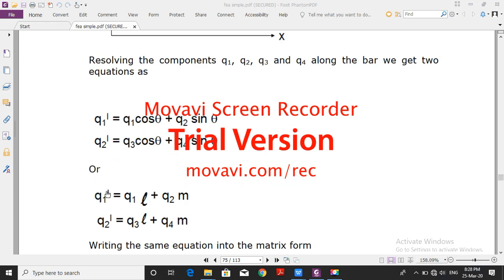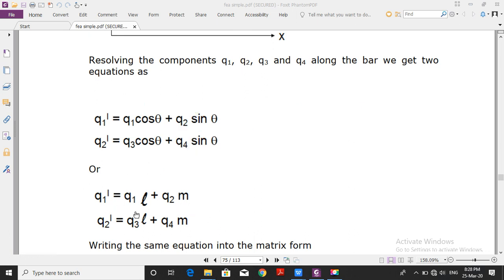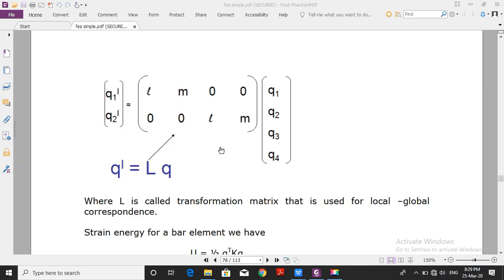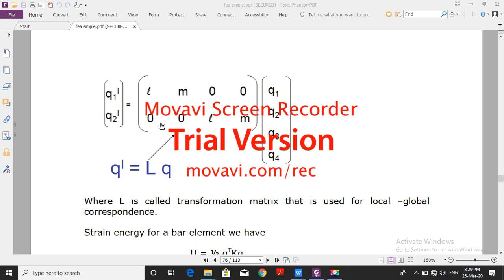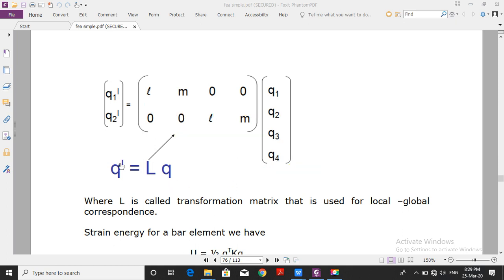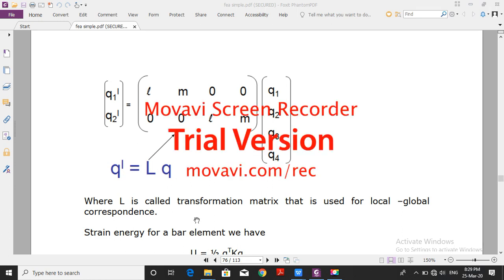We can convert this system of equations into matrices, that is, deflection matrices, like this one. q1 dash, q2 dash is equal to [l m 0 0; 0 0 l m], and the multiplying elements are q1, q2, q3 and q4. What we can write here in short form as q dash equal to L into q matrix, where L is called the transformation matrix that is used for local-global correspondence.